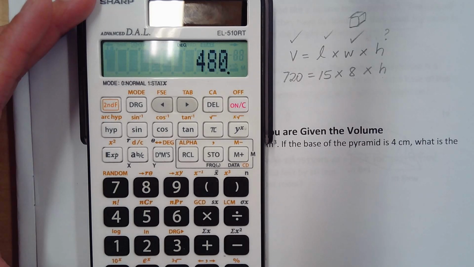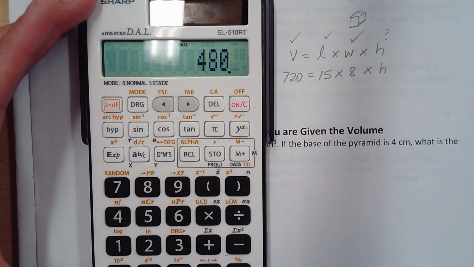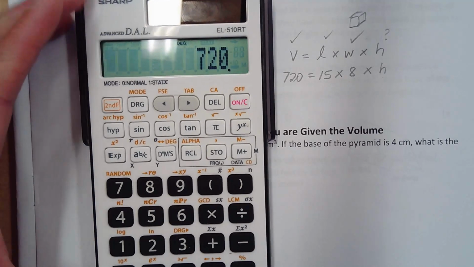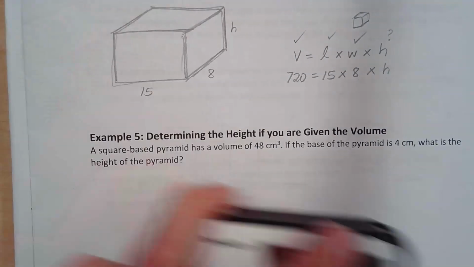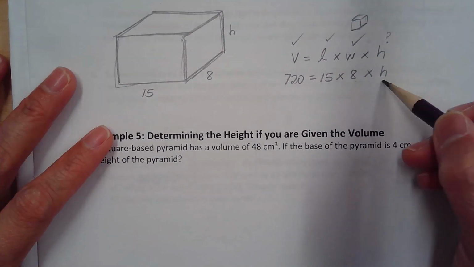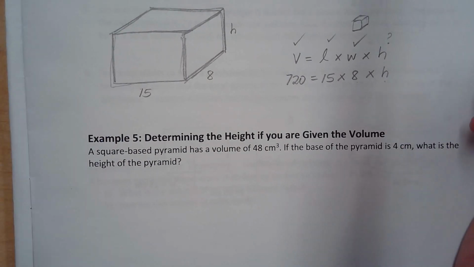What if I go... You just want me to go to 6 because that's the answer that works, right? I'll go to 6, okay? Just because you say 6. So 15 times 8 times 6. 720. Okay. Yeah, it is 6. So that means the height is 6. Now, that's one strategy that you can try.